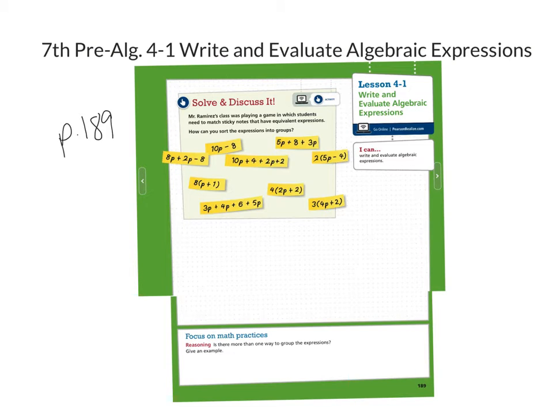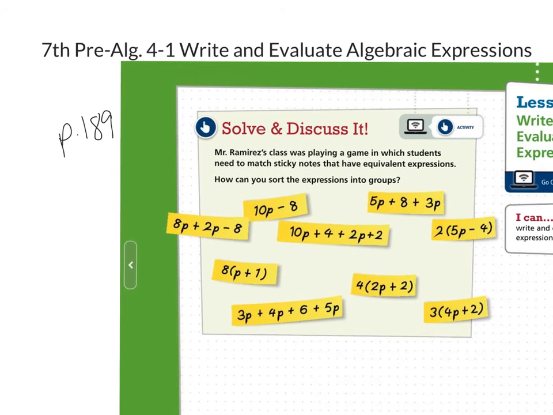Page 189, lesson 4.1 is on writing and evaluating algebraic expressions. So on 189 it says Mr. Ramirez's class was playing a game in which students need to match sticky notes that have equivalent expressions. How can you sort the expressions into groups?